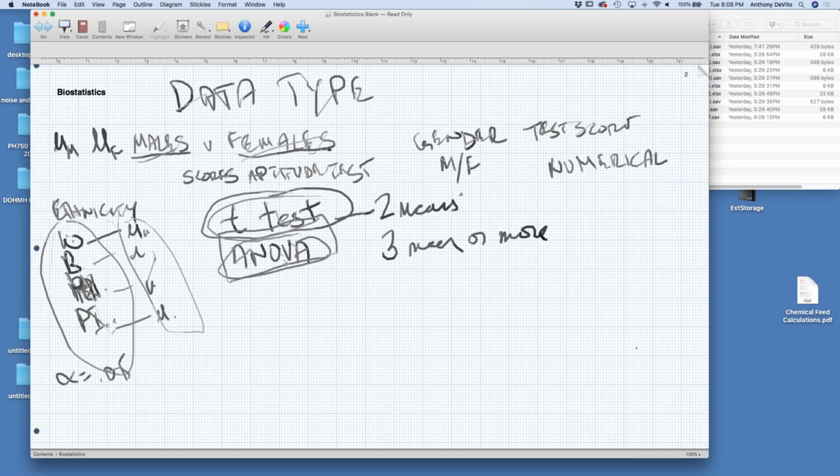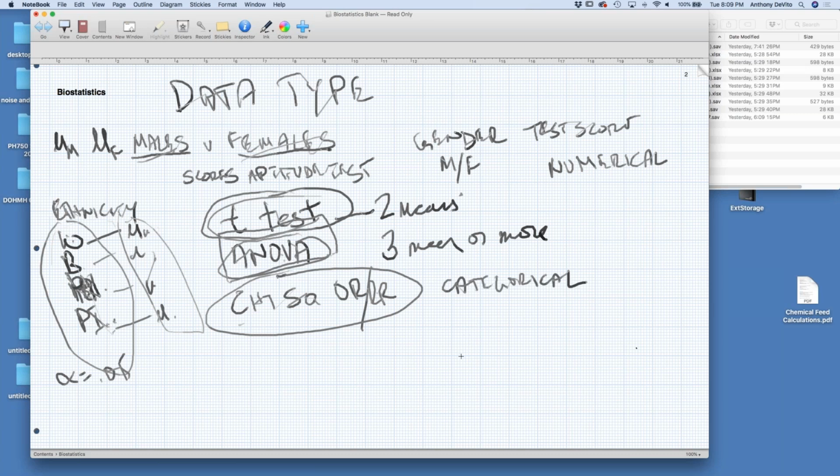Then finally, the last test I'm interested in covering today is chi-square and odds ratio. Odds ratio also, and relative risk, which is kind of similar. We use this particular test for comparing categorical variables, right? So for instance, maybe we're interested in knowing if there's an association between gender and being left-handed, right? So those are both categorical variables.